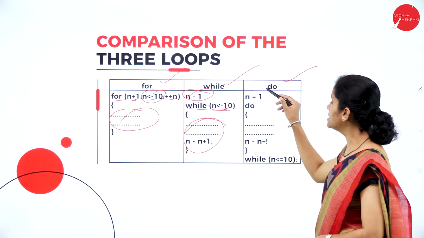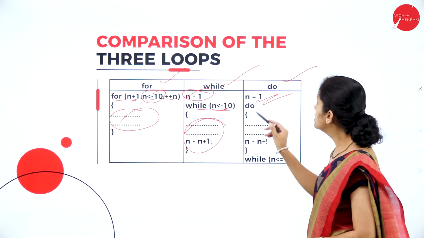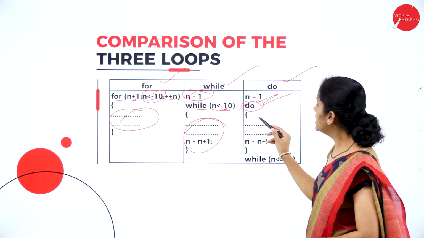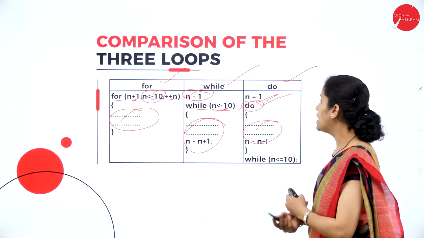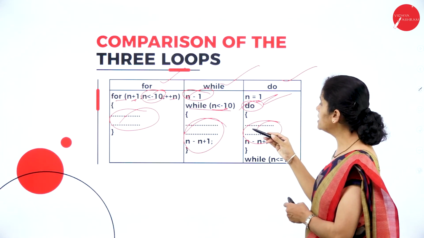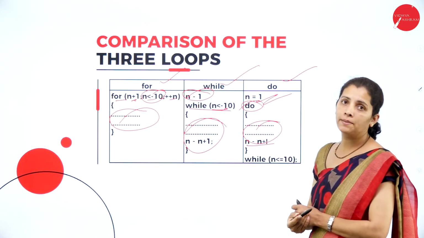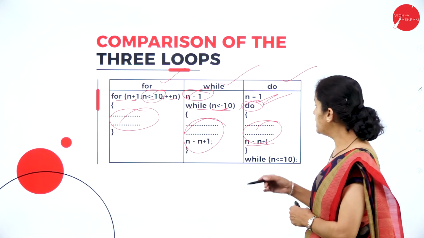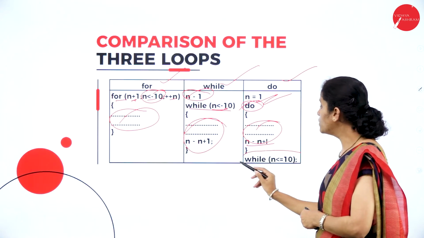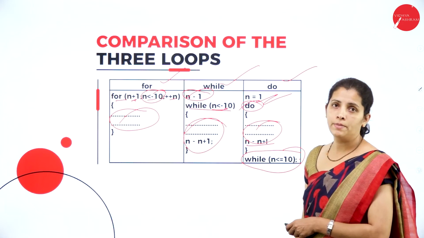Now here, if I consider do, once again, I'm going to have the initialization. Then I'm going to have the keyword called do. Then whatever statements I want to execute should be written inside the body of the loop. And I'm going to write the increment as well as decrement statements in the body of the loop. And at the end, I'm going to check the condition. And here I want to place the semicolon.